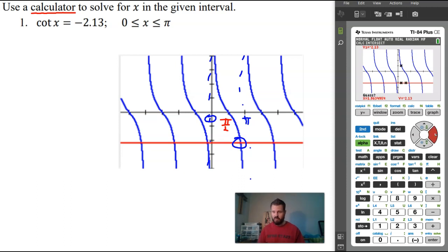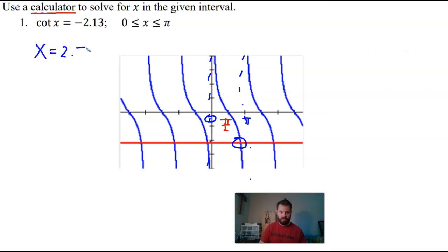And if I scroll over to the solution I'm looking for, we get our y is the negative 2.13, which is what we're looking for, when x is 2.7. There we go.